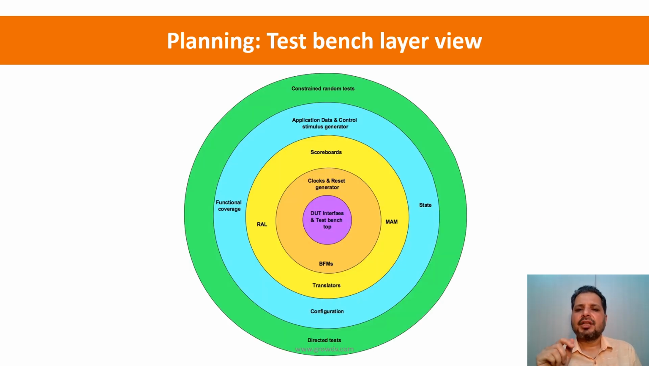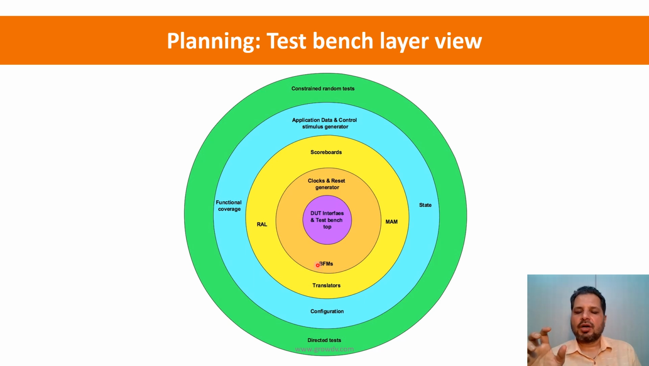And in order to build the test bench architecture, we need to understand two views of it. One is the layered view, and another is a structural view, which we will look at subsequently. In the layered view, the innermost circle is your DUT and its connection to the test bench, whatever the interface-level connections that you make. The second level consists of clocks and reset generators, which is a small part of it. The key part is the bus functional model.